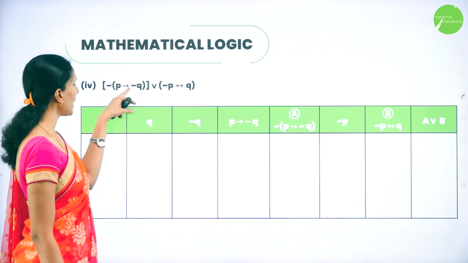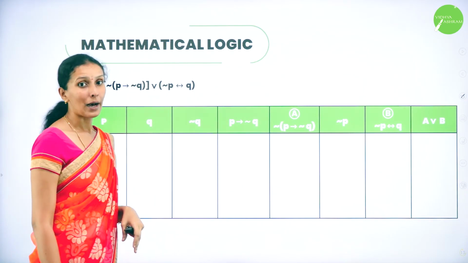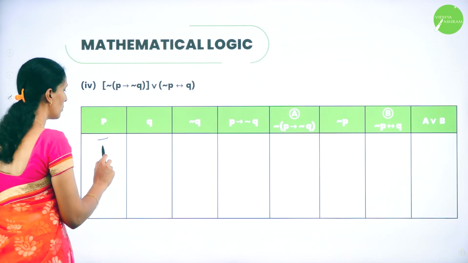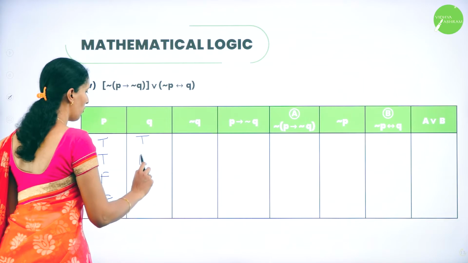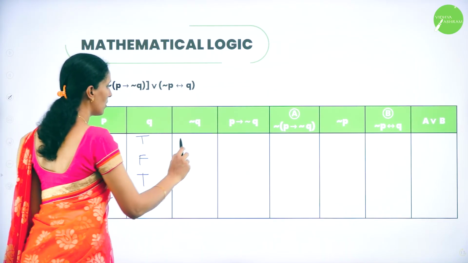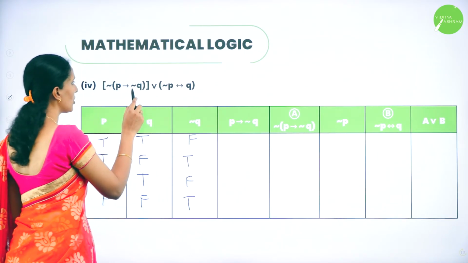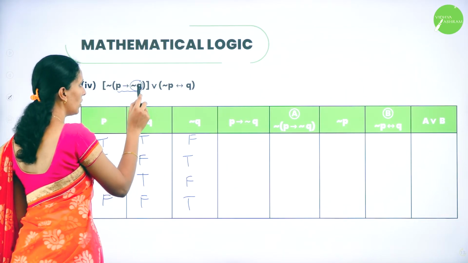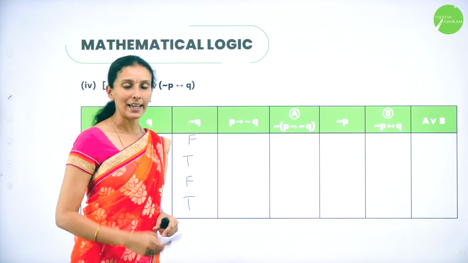Negation of P implies negation Q and negation P double implication Q. So let's write the truth values. True, true, false, false, true, false, true, false. Negation Q is false, true, false, true. Why negation Q? Because let's solve the bracket first. In that I need negation Q. Then we will take P implies negation Q.